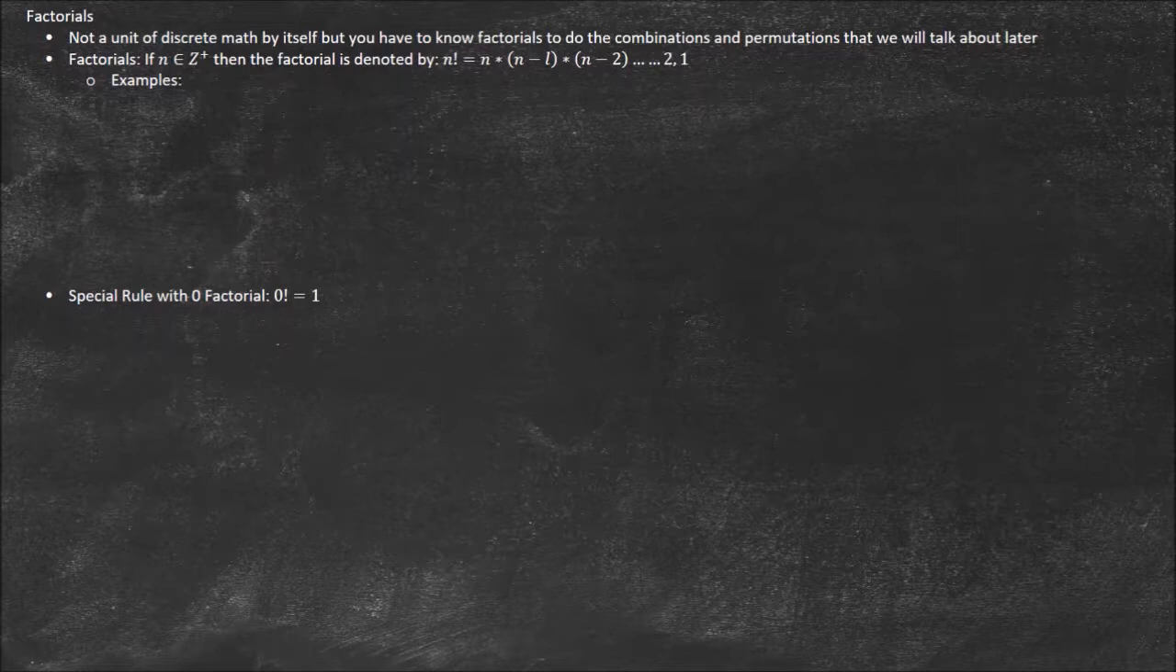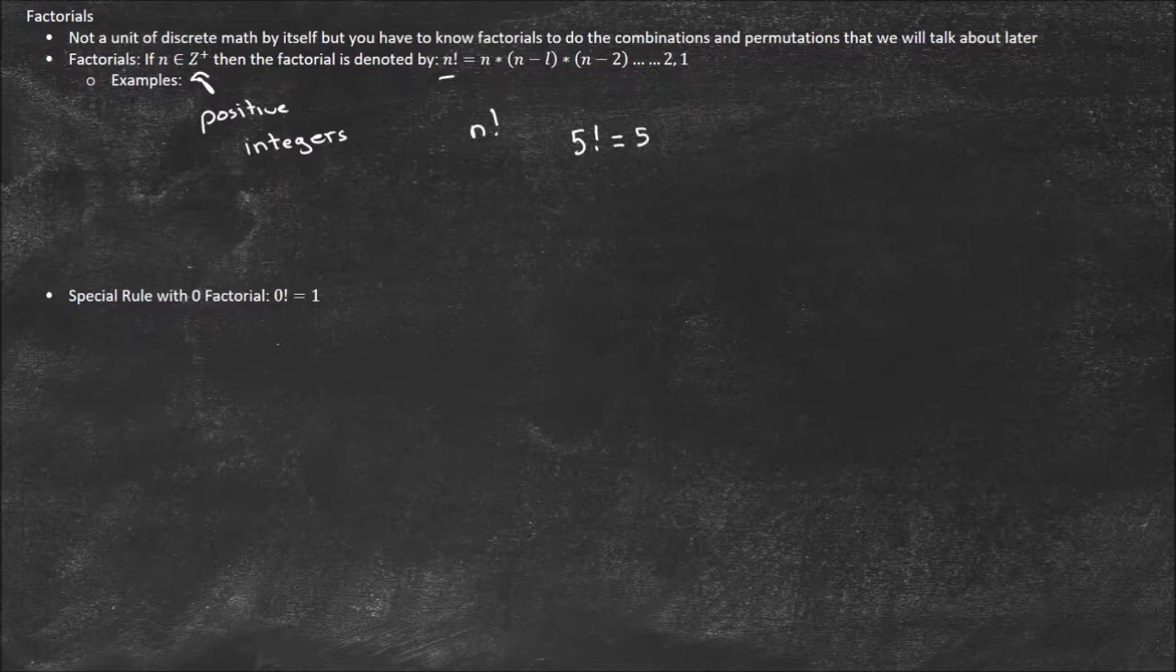Okay, so if n is an element of Z plus, remember that means positive integers, so that's like 1, 2, 3, 4, and so on. Then the factorial is denoted by n with an exclamation point. So n factorial equals n times n minus 1 times n minus 2, all the way to 2 times 1, and then you're done. So as an example, let's consider 5 factorial.